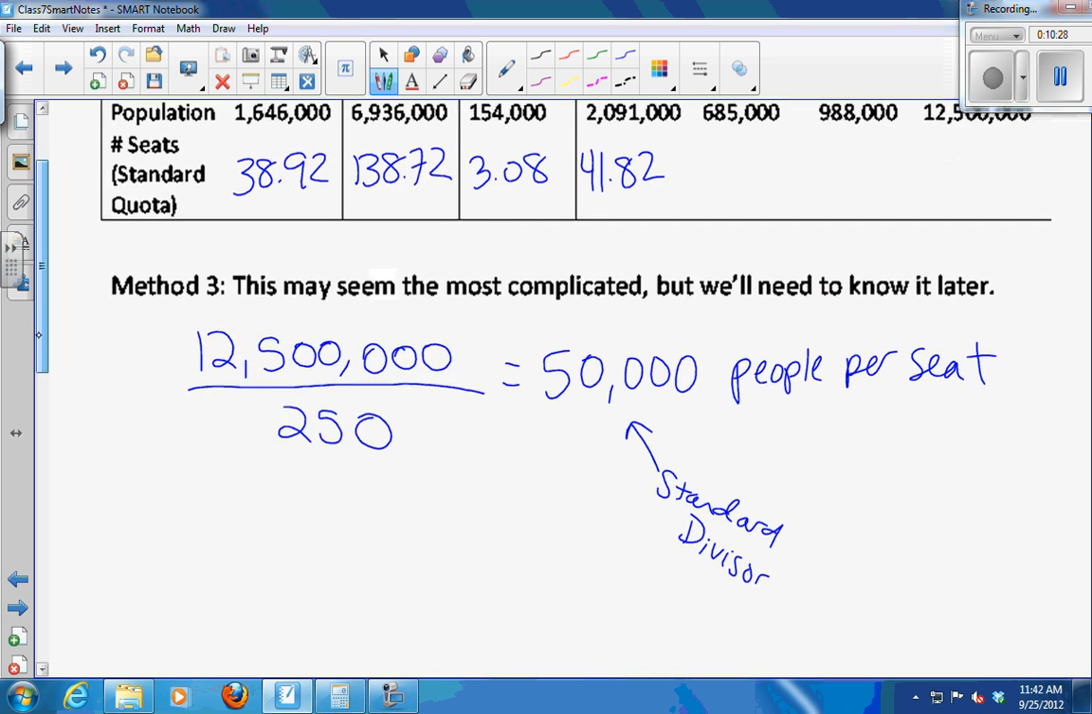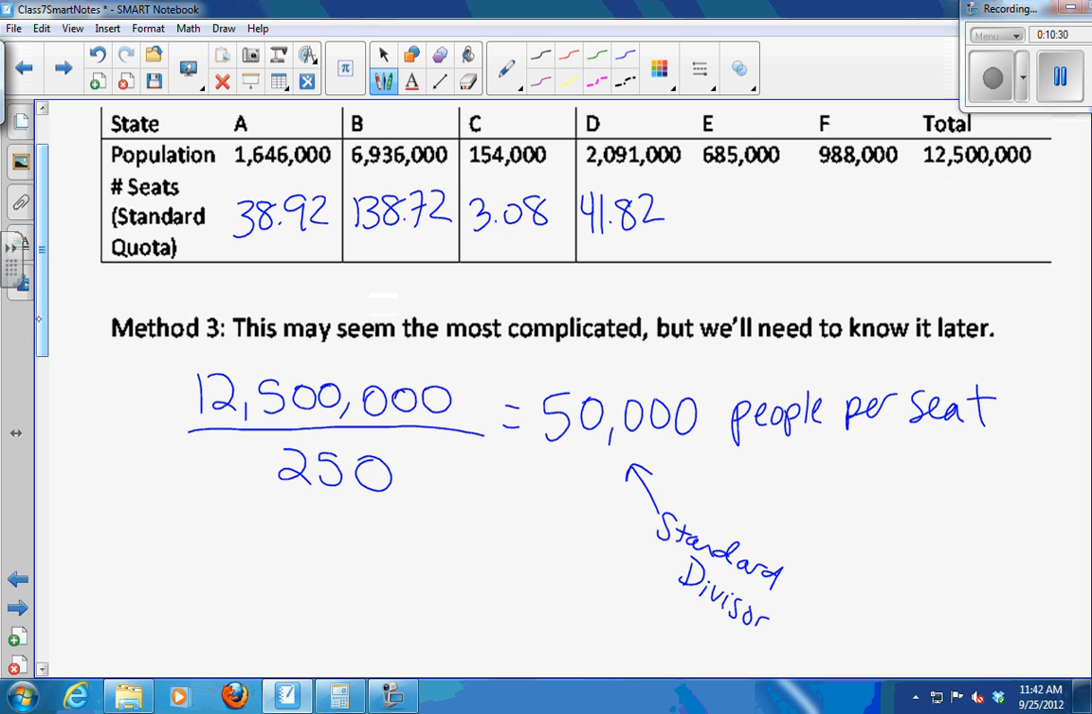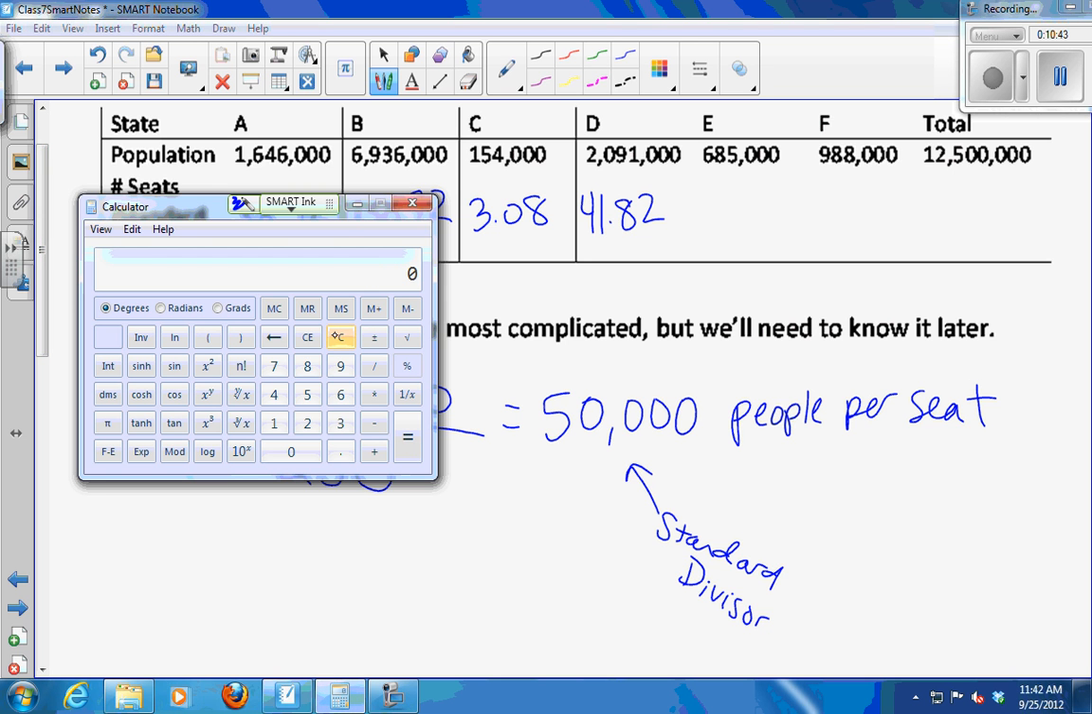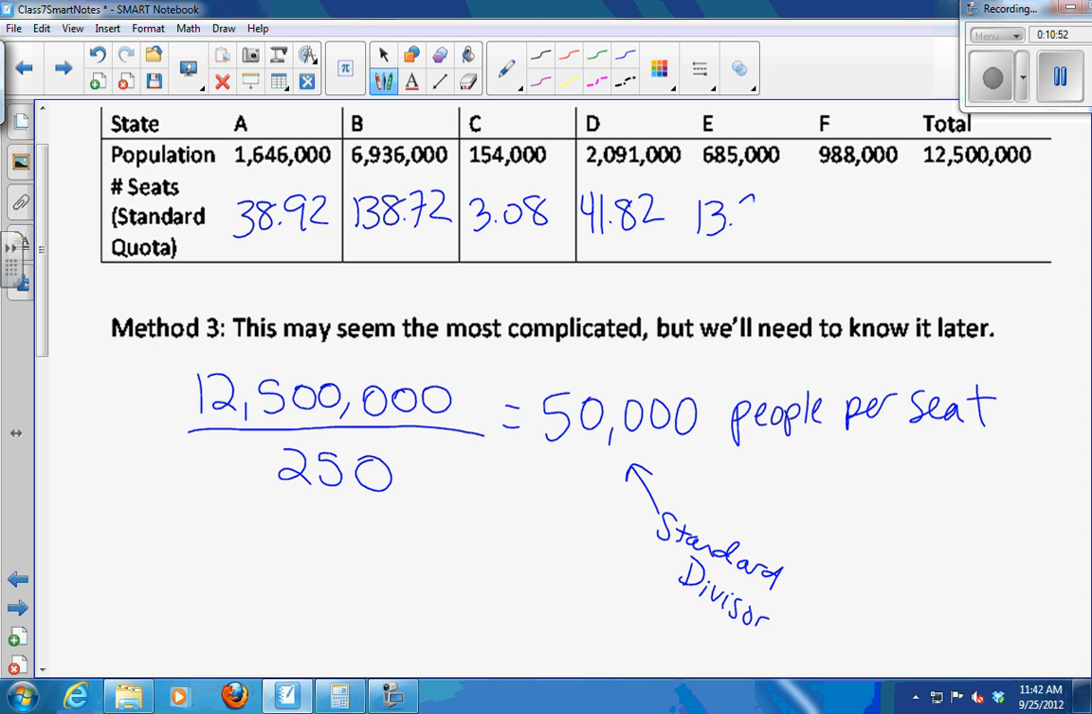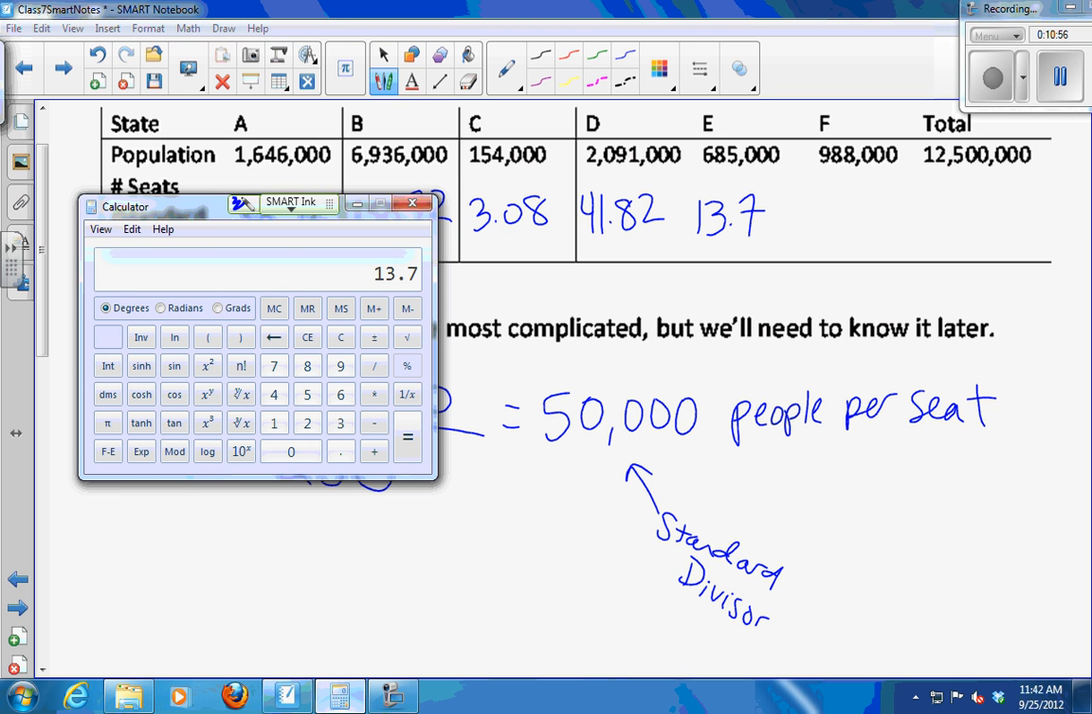Okay, so now this actually simplifies things because now I can do the rest of them very quickly. I don't have to calculate a percentage or solve a proportion every time. I just take the population, 685,000, divide by 50,000, 13.7. So all our answers would become the same, right? Yes, if you do them all with method 1, 2, or 3, they should come out the same.